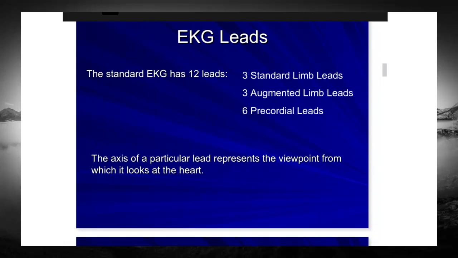Here you go. So our standard EKG has 12 leads. We have our 3 standard limb leads, our 3 augmented limb leads, and those are the augmented vector ones. And there are 6 precordial leads. That's V1 through V6. And the axis of the particular lead represents the viewpoint from which it looks at the heart.